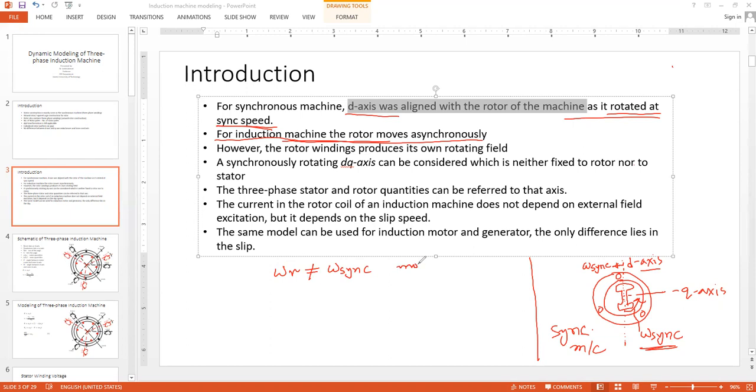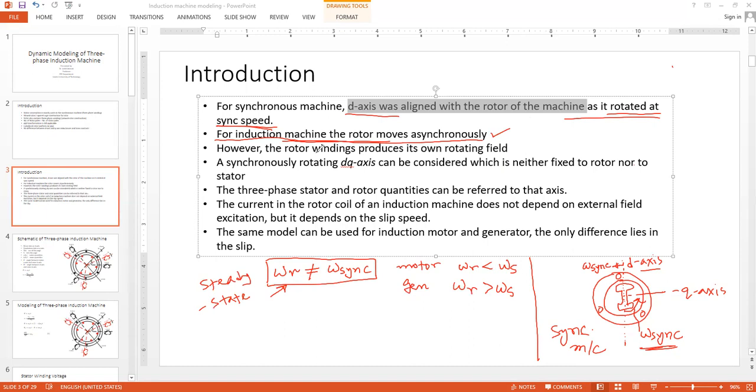For the motor operation, omega r is always less than omega s. For the generator operation, omega r is always greater than omega s. So in short, omega r is never equal to omega synchronous, even in steady state. That is the important thing. Even in steady state, this is true. So this is point number 2.